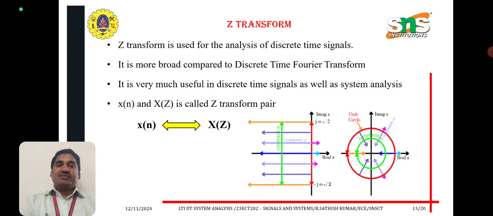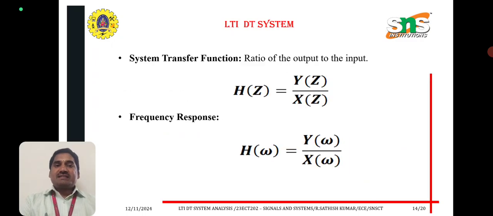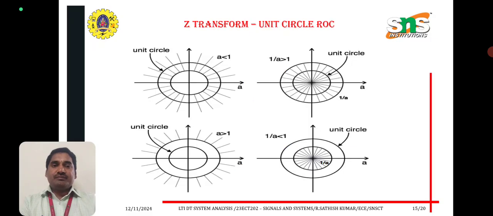X of n and X of Z is called as Z transform pair while converting from S plane to Z plane. This is nothing but ROC. System transfer function of linear time invariant DT system: ratio of the output to the input, H of Z is equal to Y of Z divided by X of Z. Frequency response H of omega is equal to Y of omega divided by X of omega.